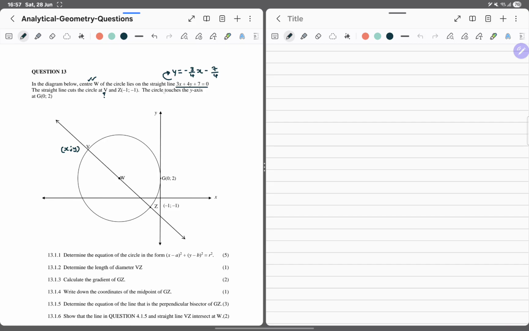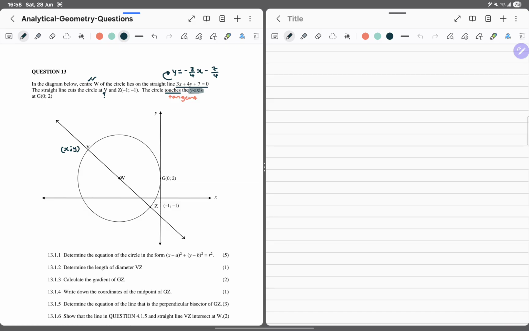Now the circle touches. Now that statement, once we hear that word, we know that if the circle touches the y-axis, remember the y-axis is a straight line. It's not just anything. The y-axis is essentially a straight line. So if a straight line touches a curve at just one point, what does this mean? It means the y-axis becomes a tangent to the circle at that point G with 0 and 2.